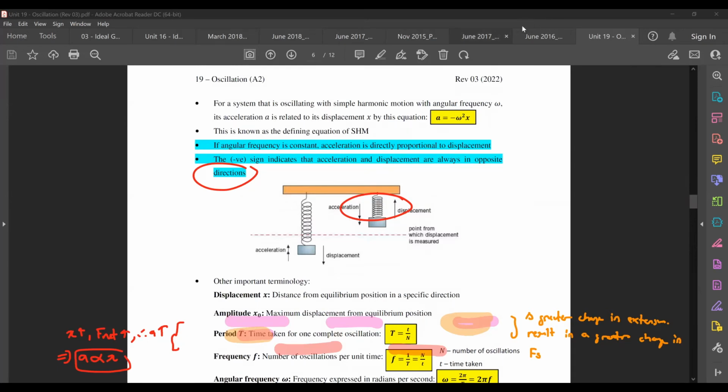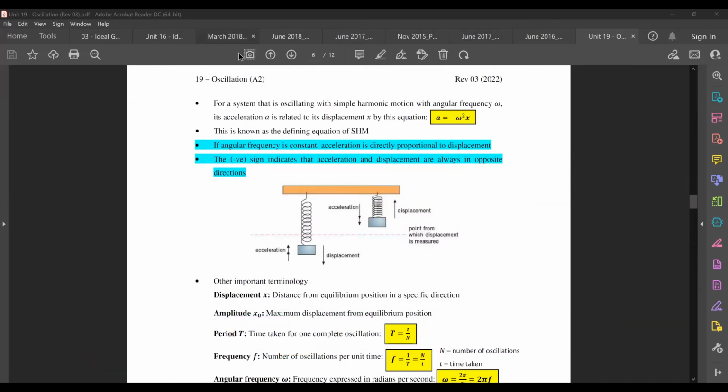Now, when it comes to something that's oscillating with simple harmonic motion, we will say that the system oscillates with simple harmonic motion. It has an angular frequency of omega. Its acceleration a is related to displacement x by this equation. Okay. For a system that is oscillating with simple harmonic motion with angular frequency omega, its acceleration a is related to its displacement x by this equation. This is actually known as the defining equation of simple harmonic motion.